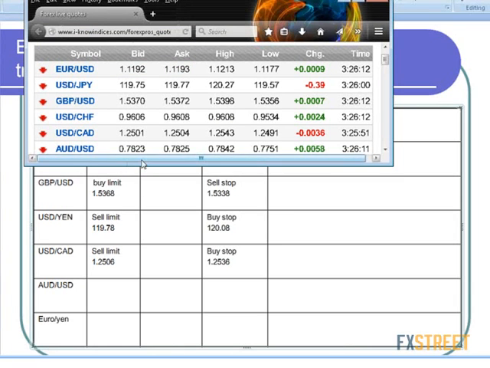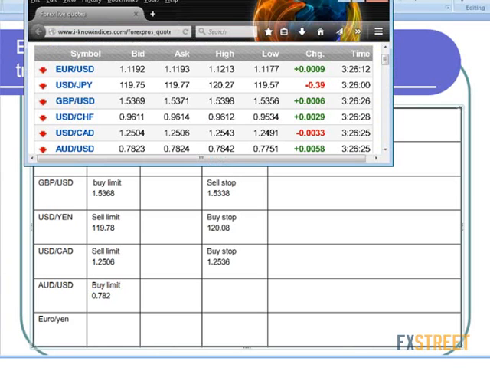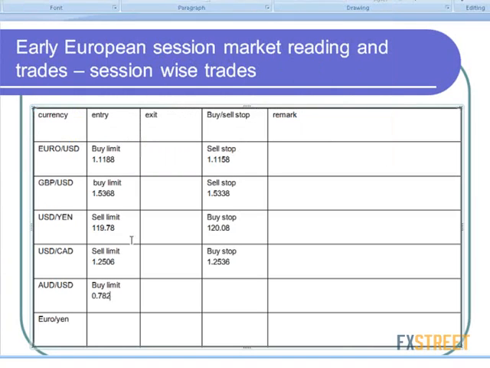The low is not breached and they are holding it, and we will try to keep a small, 3 pips below the current market level, a buy limit, with a stop 30 pips below. Okay.